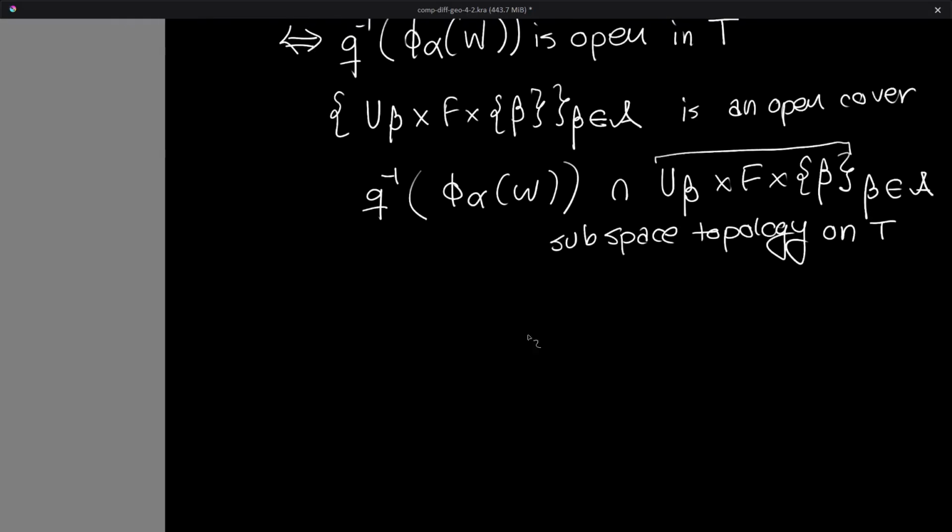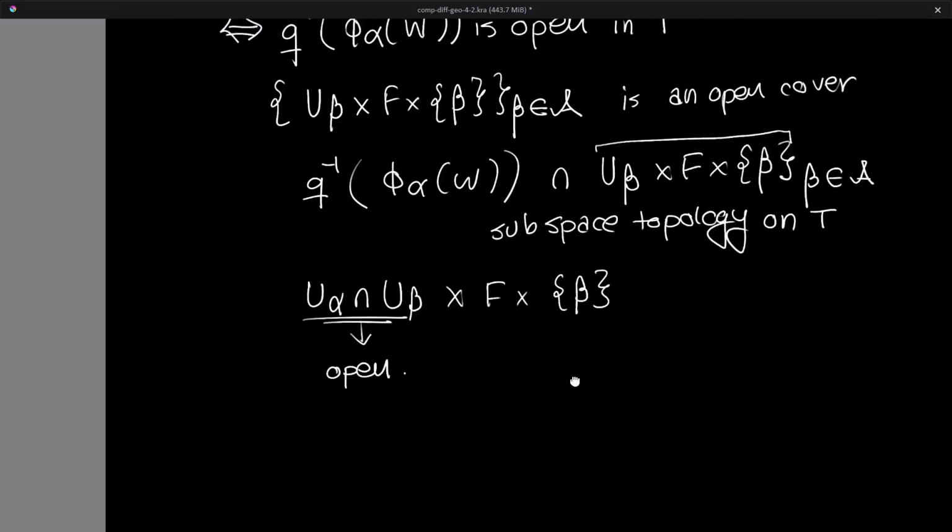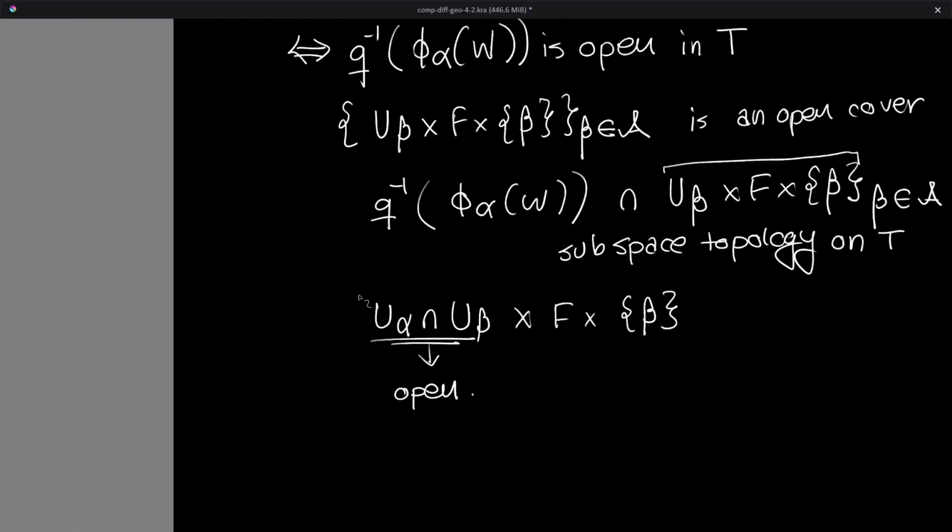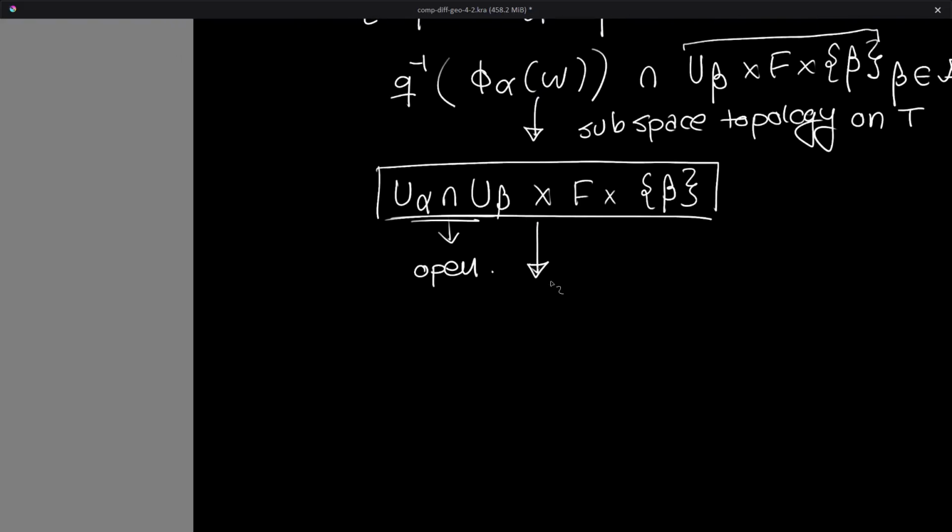And so we then said that this is contained in U alpha intersection U beta cross F cross beta. One thing I forgot to mention is that this is open because a finite intersection of open sets is open. So we know that this intersection will be contained in here, but then we said, well, restrict Q inverse to this set, Q inverse B tilde alpha beta.